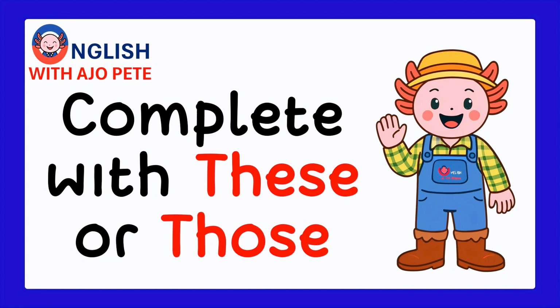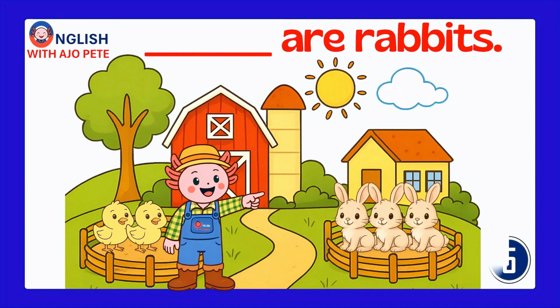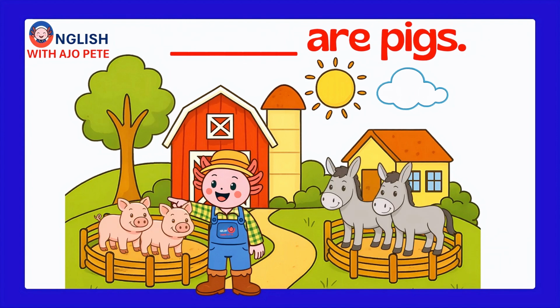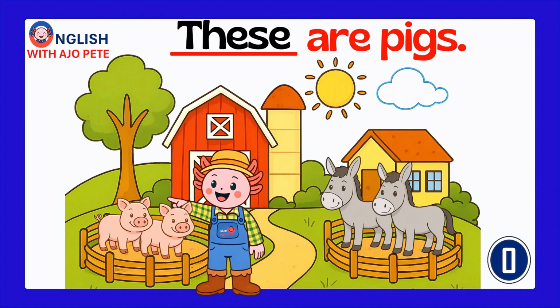Now it's your turn. Look at the animals and choose these or those. Rabbits. Those are rabbits. Brilliant. Goats. These are goats. Splendid work. Pigs. These are pigs. Jolly good.